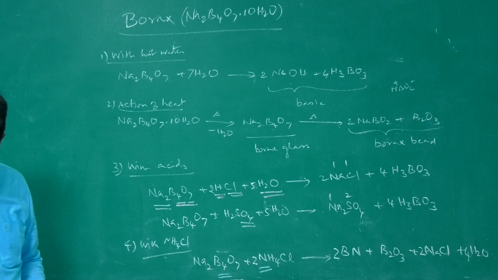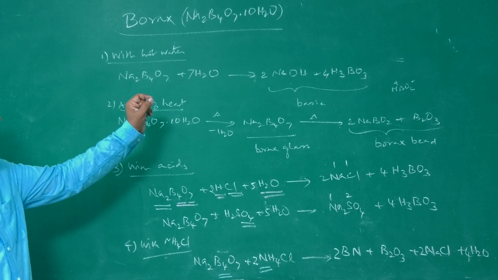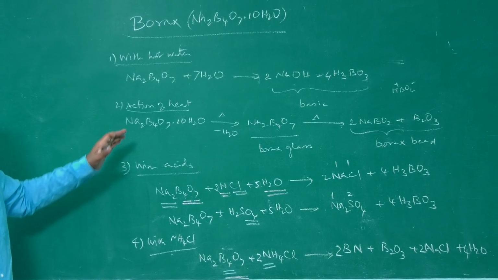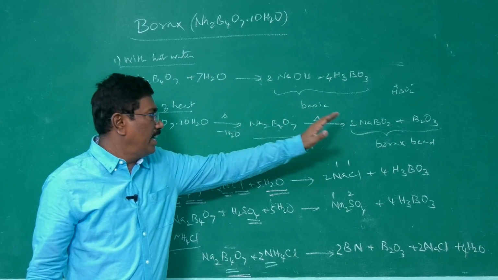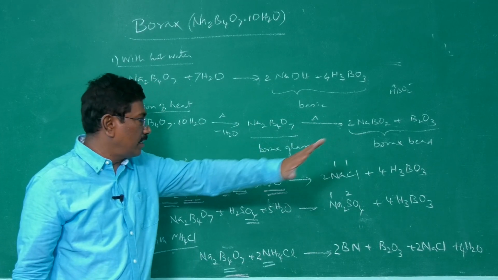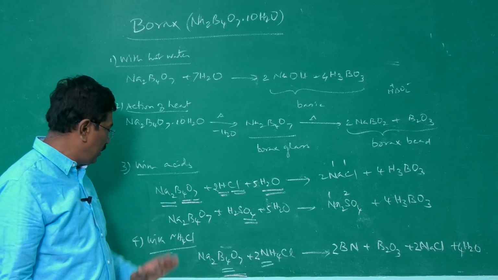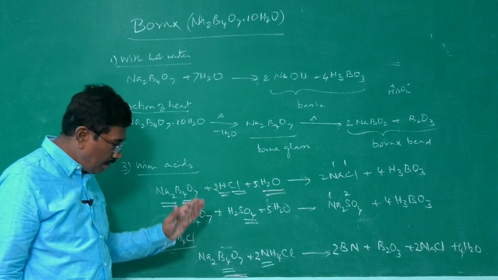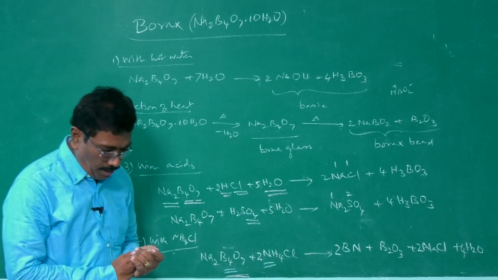With water, it forms an alkaline solution because it produces a weak acid and a strong base, sodium hydroxide. During action of heat, water of hydration will go off, and borax bead, decompose to form sodium metaborate and boron trioxide. With acids, the corresponding sodium salt with boric acid. With ammonium chloride, boron nitride as well as boron trioxide. All right, these are all the important chemical properties.